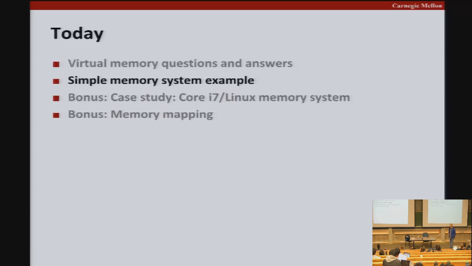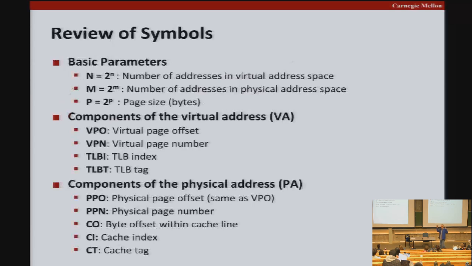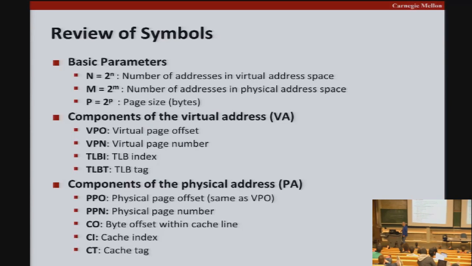Okay. So now I hope we pretty much understand all the basic concepts. And so I'm going to go through a nitty-gritty example of what happens piece by piece. Okay? So I hope you'll bear with me.